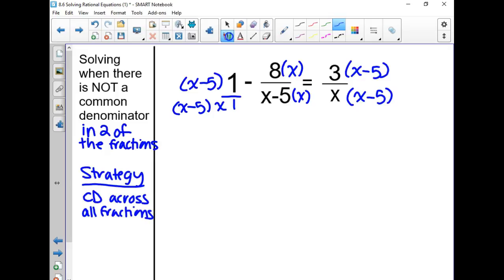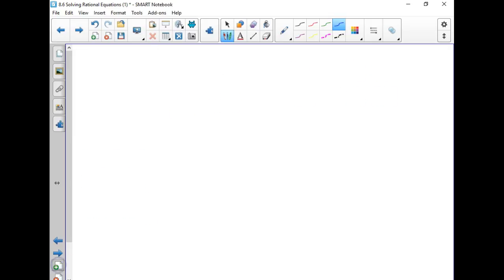Now, because I have common denominators across the board, what I can do is cross them all off. And the reason, you don't have to write this down, watch carefully. If I have 3/4 plus 2/4 is equal to 5/4. Do you see how I could cross that all off?